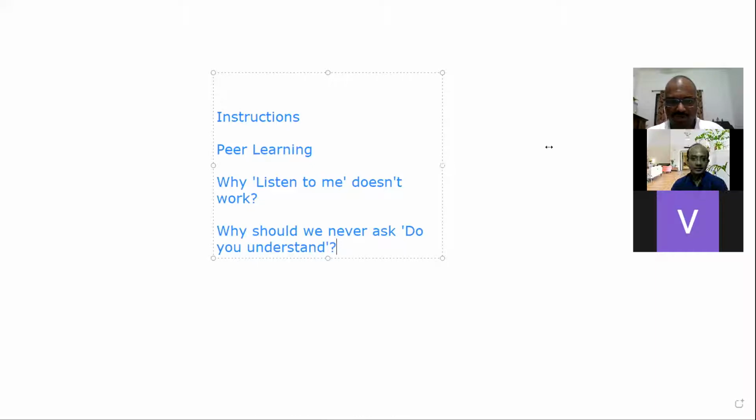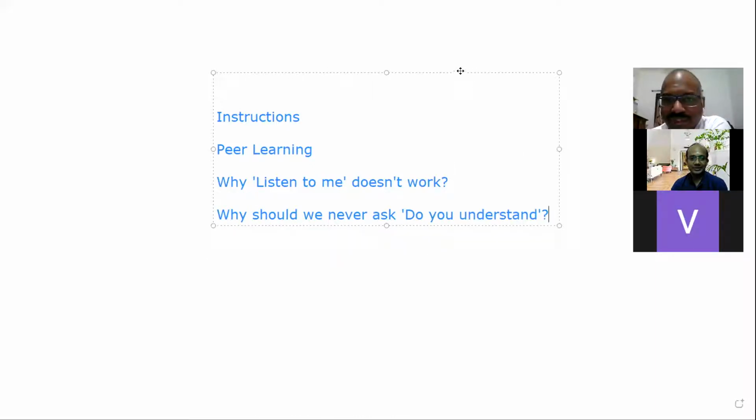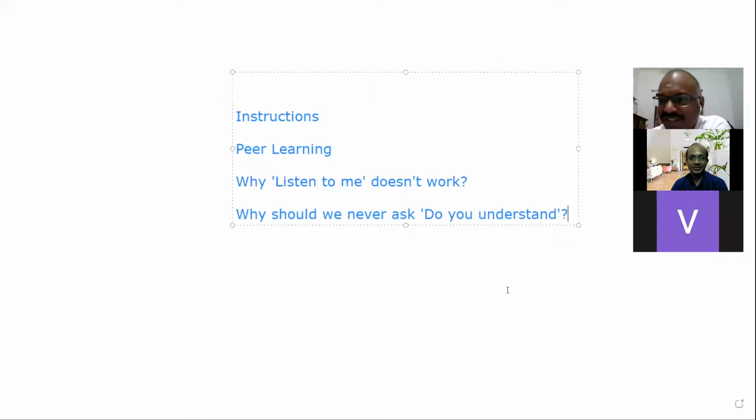I'm not a big fan of PPTs, so I'm just missing the whiteboard so much. So I just put it this way. Instructions, peer learning, and then why does "listen to me" never work in any class? And then why should we never ask, "Do you understand?" to students, whether it is adults or young learners or anyone?